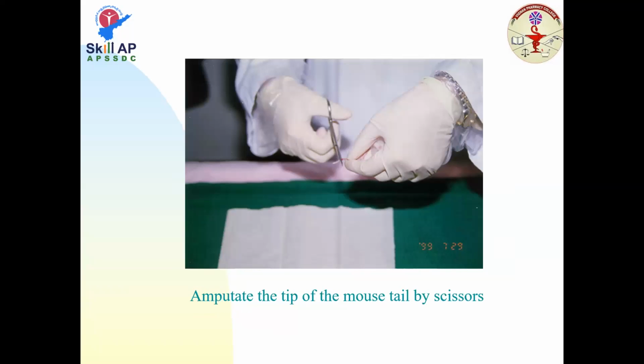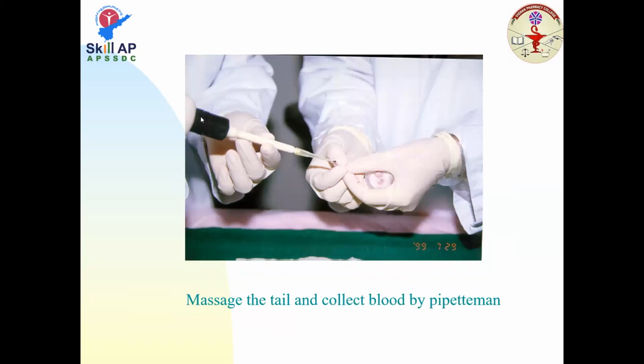Cut the tip of the mouse tail with scissors, and blood will come. With the help of the pipette, we can collect the blood.